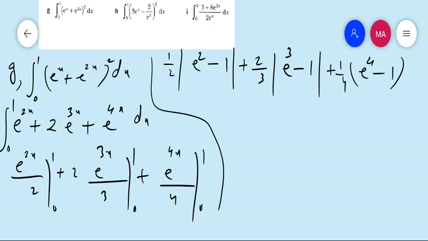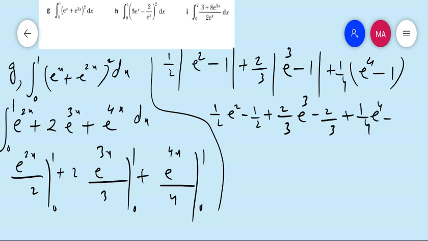Now simplify it. 1 upon 2 e square minus 1 upon 2, 2 upon 3 e cube minus 2 upon 3, plus 1 upon 4 e^4 minus 1 upon 4.